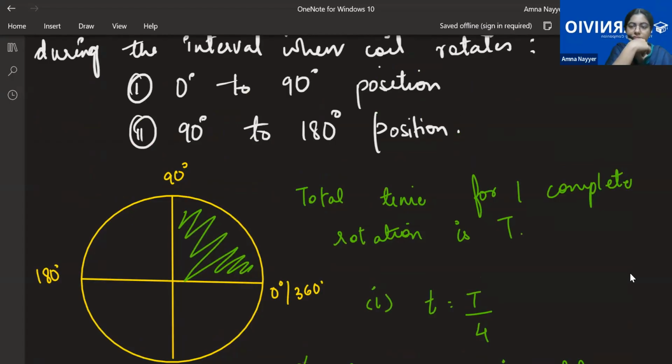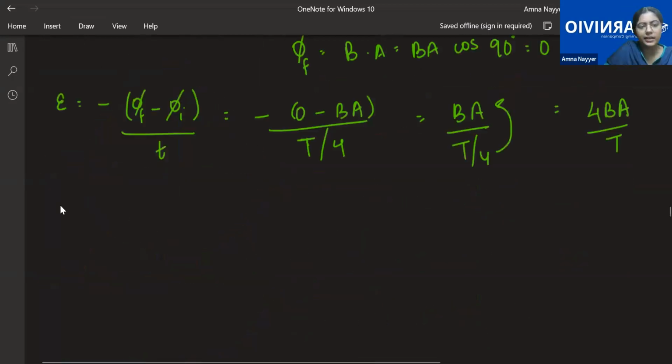Second part, how much time will be taken? It's from 90 to 180, so it's T by 4 only. This is a question from your NCERT, and there are various angles given: 0 to 180 degree, 90 to 270 degree, 270 to 360 degree, like this. Same method; the rest of it you will find in the textbook. So the time here will be T by 4 only.